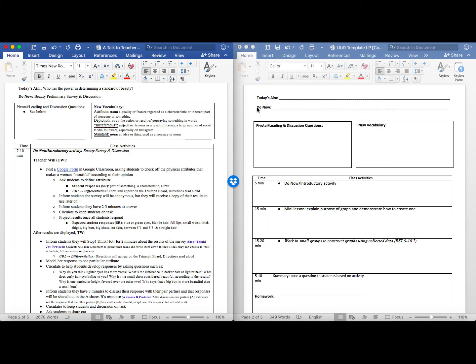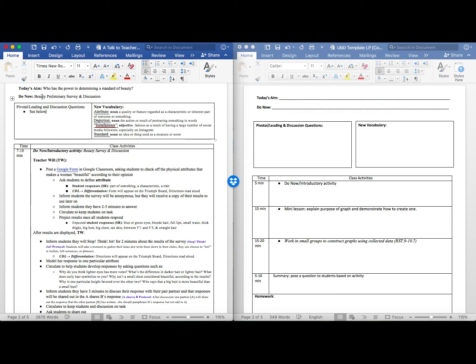So your do now should typically be something that reinforces the day's lesson, a base question to go off of that will help your content grow as your lesson progresses. It must be something, I think, engaging enough for students to be immersed in the material, get their feet wet, and then the rest of your lesson comes to life. So you really need to think about what that is going to be.